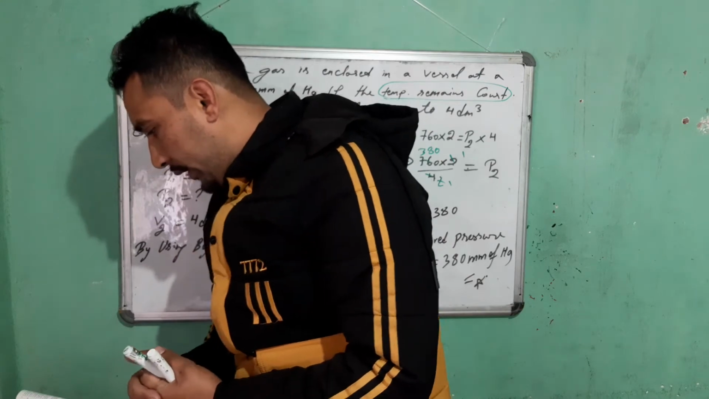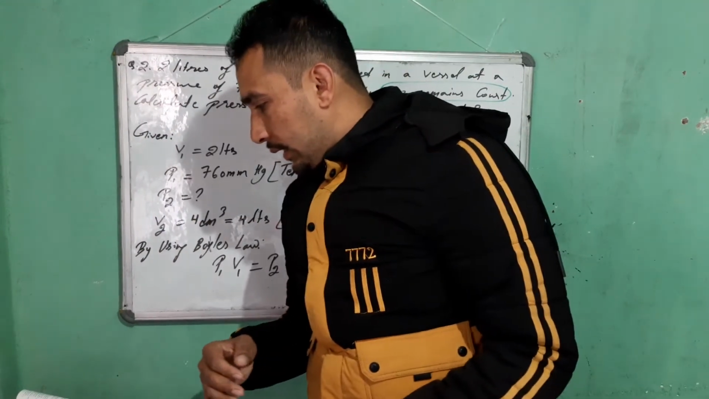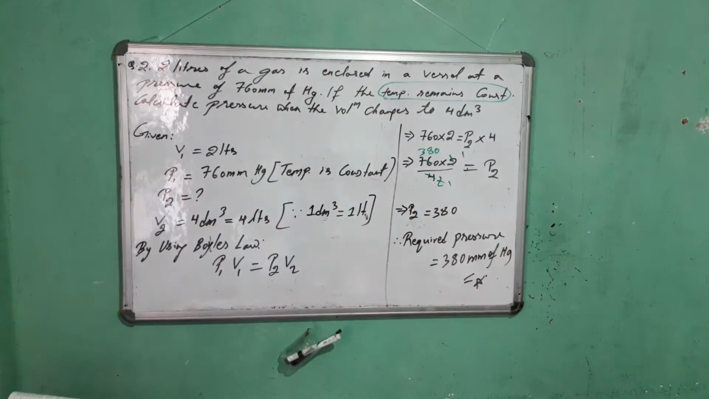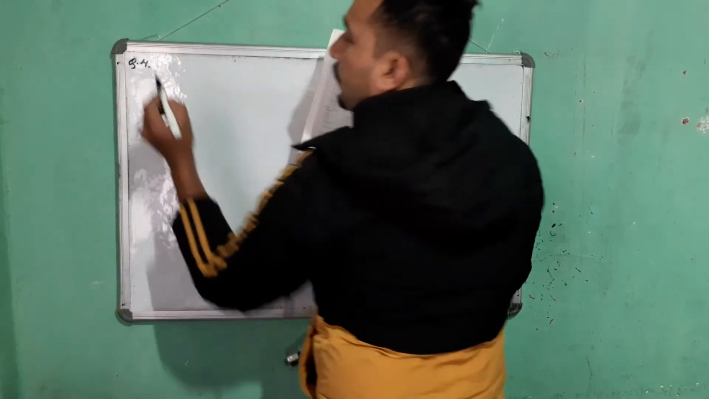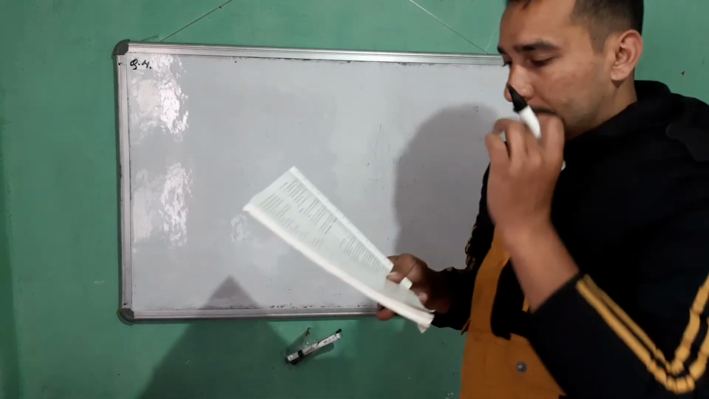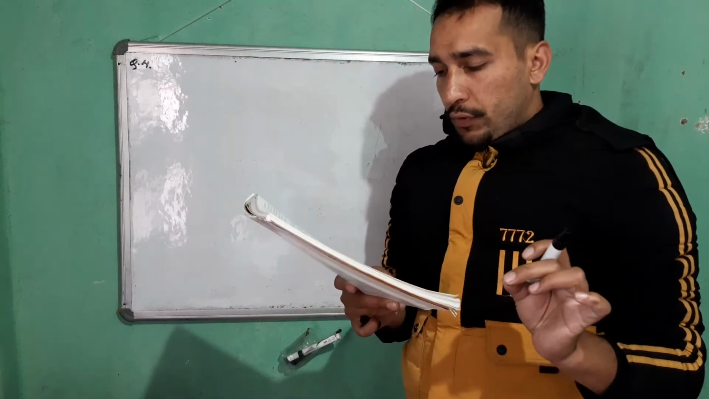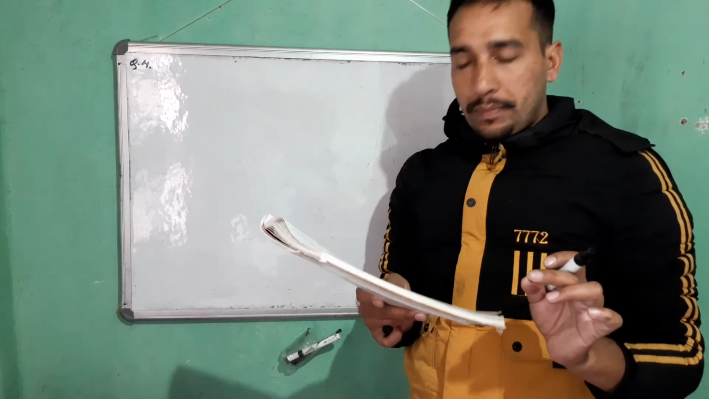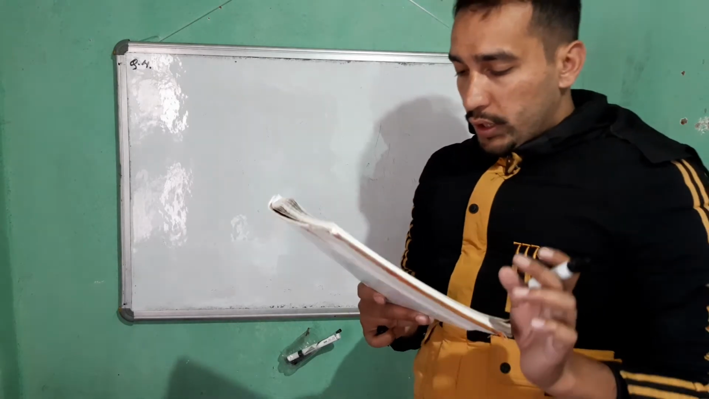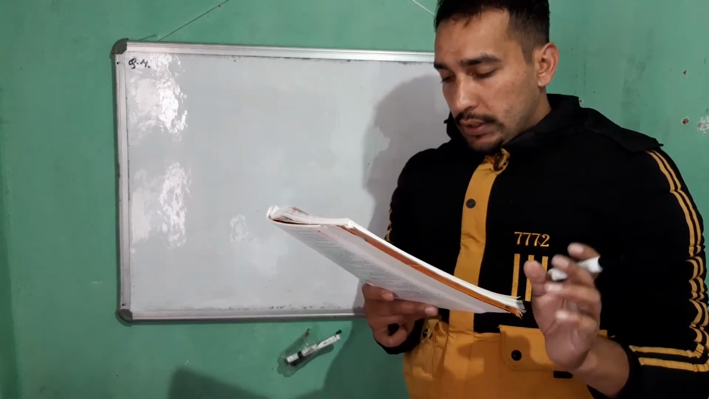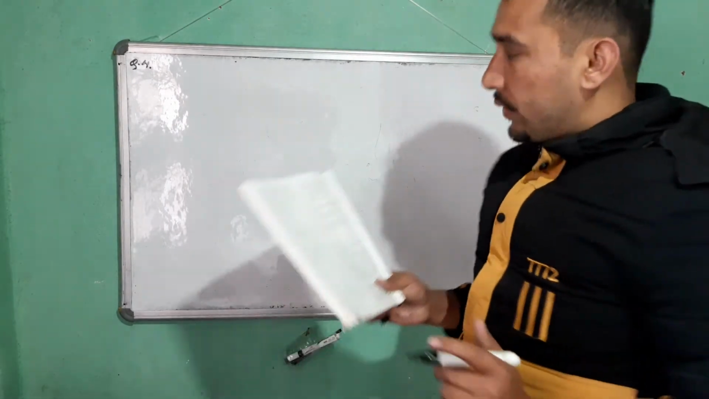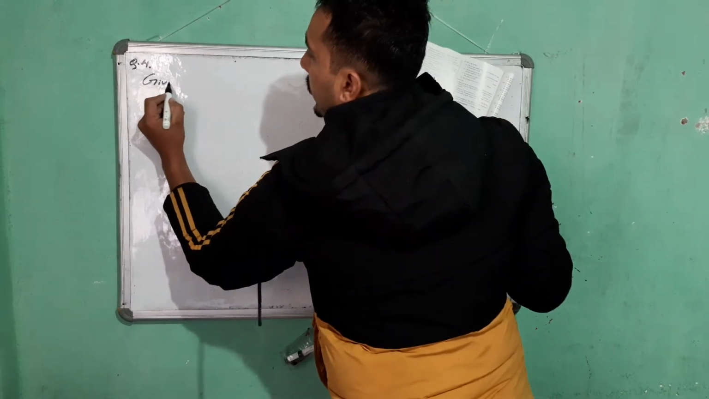Question number 3 is different, so let's move on to question number 4, okay. I'll not write the question. 800 centimeter cube of gas is collected at 654 mm pressure. At what pressure would the volume of the gas be reduced by 40% of its original volume, temperature remaining constant? Okay, so you refer to your book for the question.